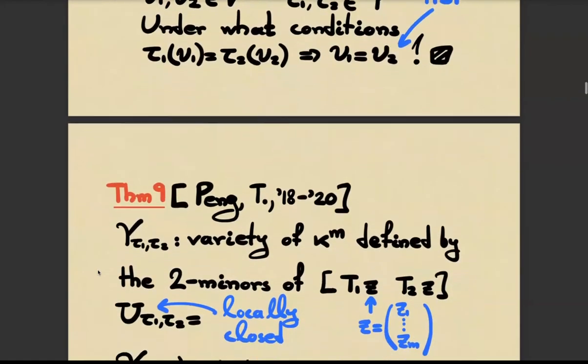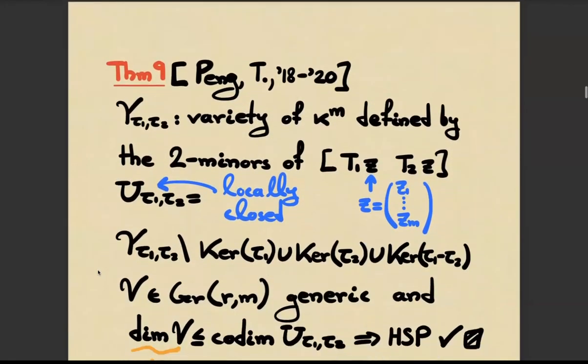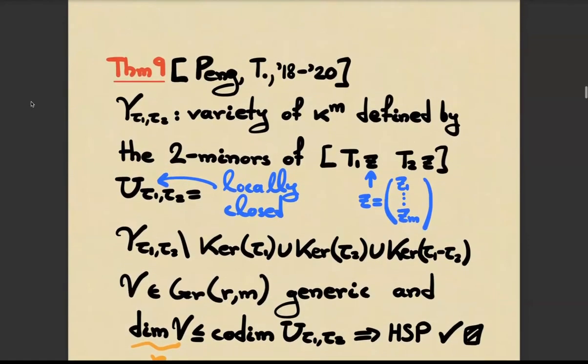Okay, here's the main theorem of homomorphic sensing, on which I worked with my former master student, Liangzhu Peng. Let's consider an algebraic variety that depends on the two endomorphisms, tau1 and tau2. This is a variety of K to the M. And it is defined to be the variety of two minors of the following matrix. So here, T1 and T2 are matrix representations of the endomorphisms. And Z is a vector of M variables. So this matrix here has size M by 2.